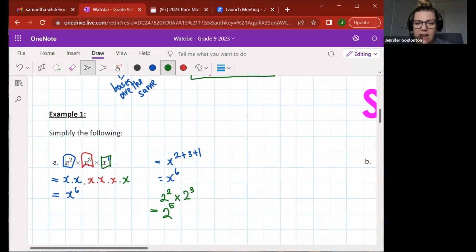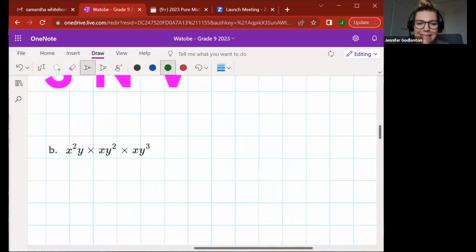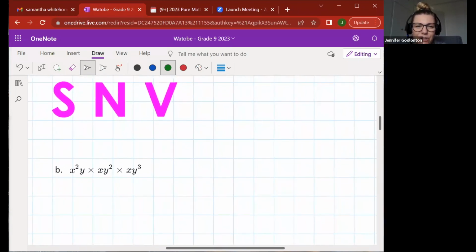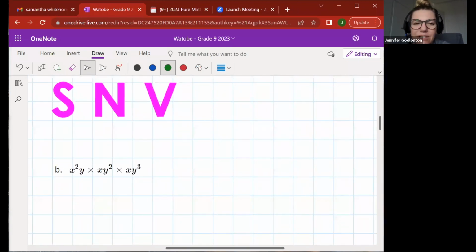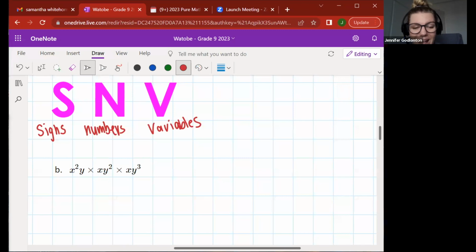Let's try another one. Ooh, now we're getting spicy. Okay, I'm sure you remember SNV from Teacher Sam, signs, numbers, variables. We're going to be talking a lot about this during the section, signs, numbers, variables. We'll chat about it as you give this question a try, but have a look. See what you think the answer would be.